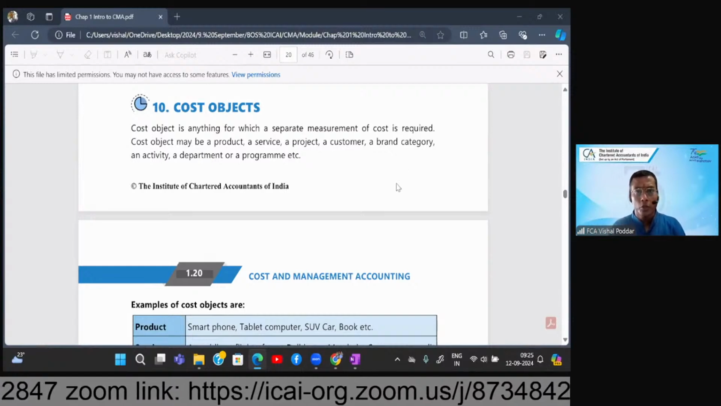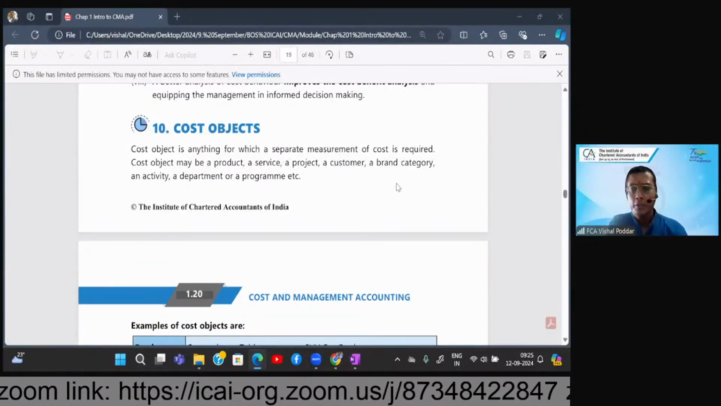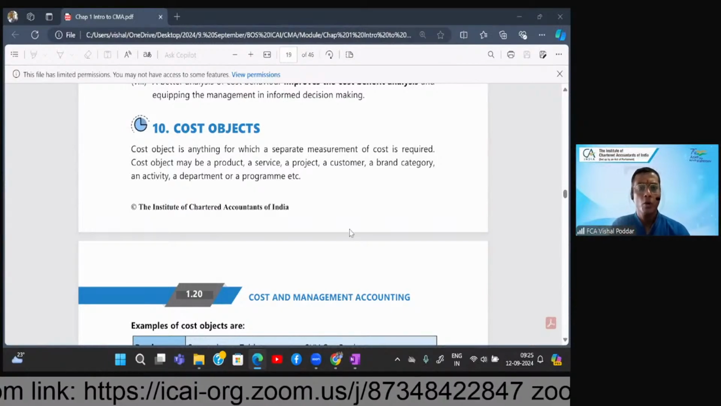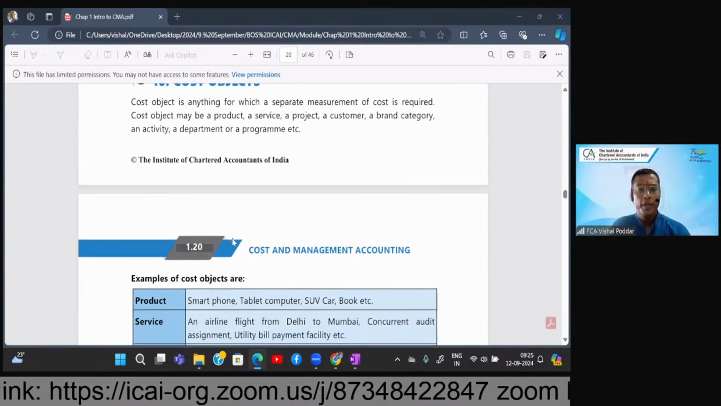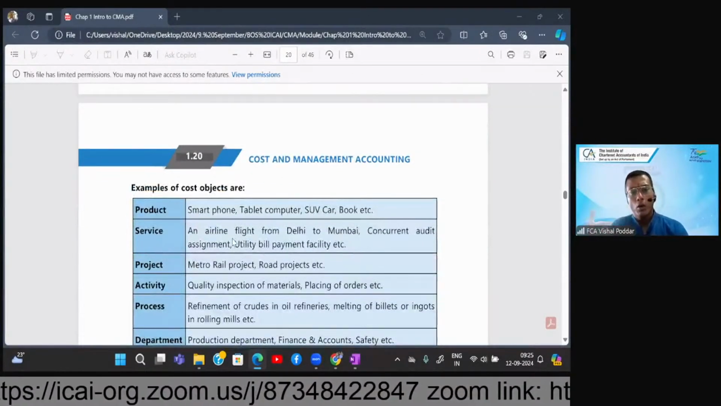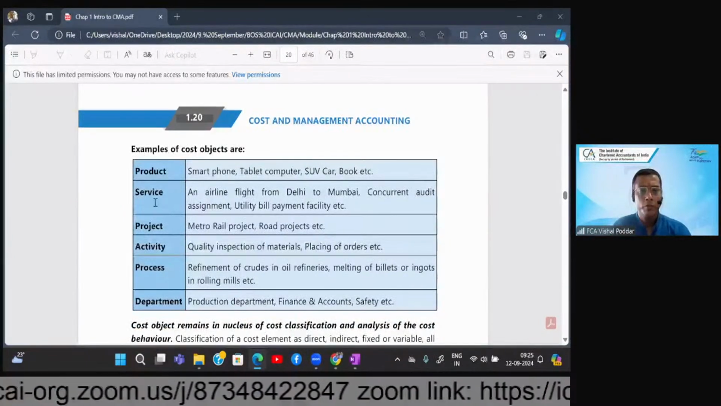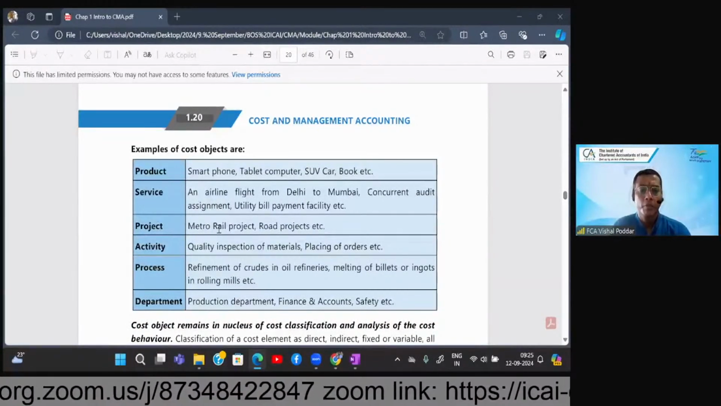Yeah. So now we'll complete the remaining small topics. This we already discussed. We'll just go through the module. So cost object, I already explained. It is the product, the goods, the service that you are dealing in, or any activity for which you need to do costing. So they have given examples of goods and service and all types of activities or a project.